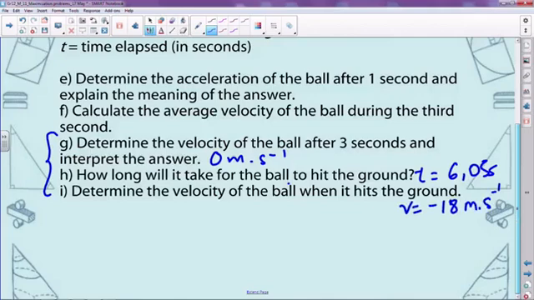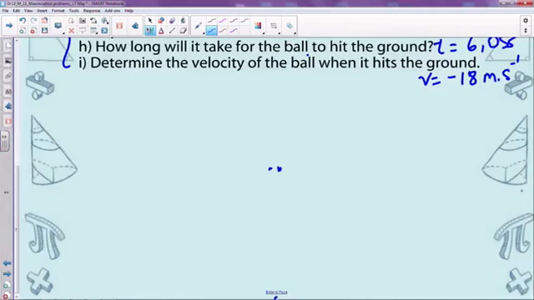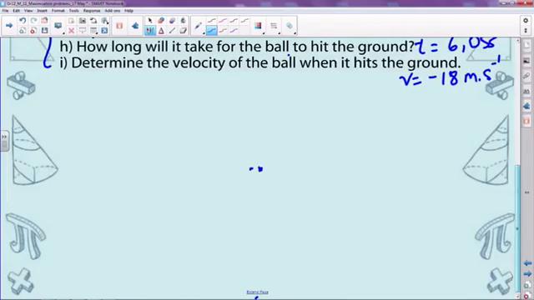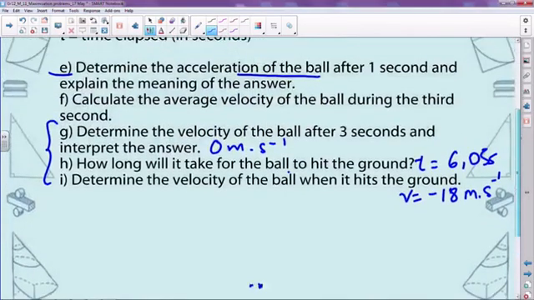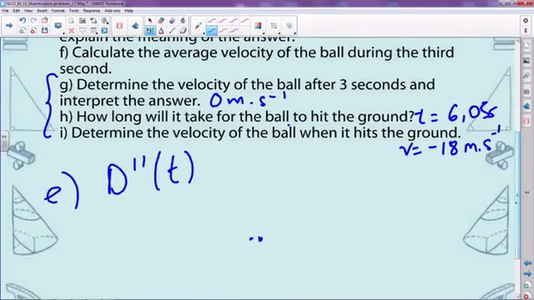All right, but let's quickly go through E. Determine the acceleration of the ball after 1 second. Now, I've said to you right at the beginning when we started talking about rates of change that acceleration is the derivative of velocity, or in fact, acceleration is the second derivative of distance. So therefore, for part E, where I want the acceleration of the ball, I am going to take the second derivative of my distance. Or it's the same as taking the derivative of your velocity function.